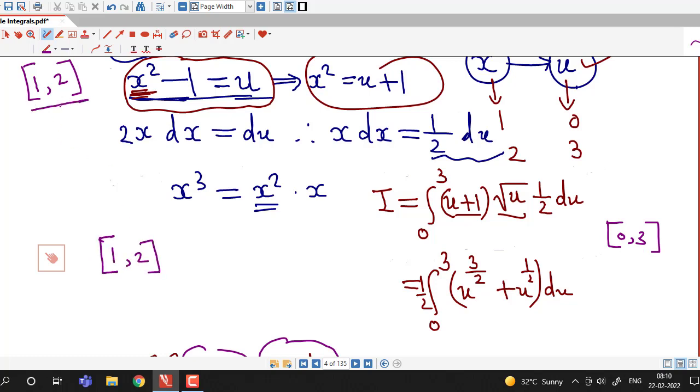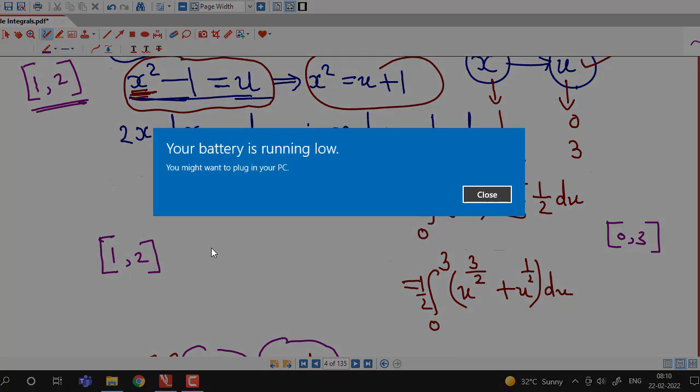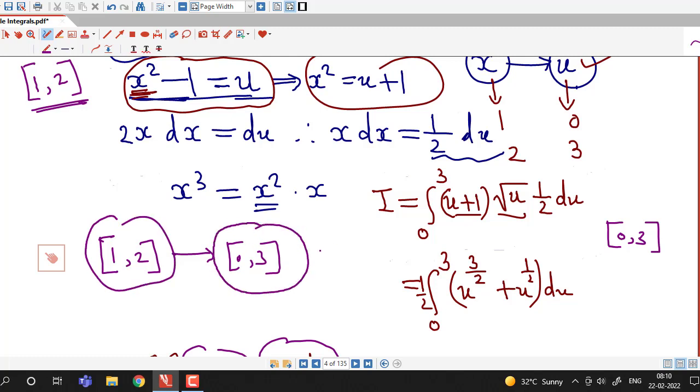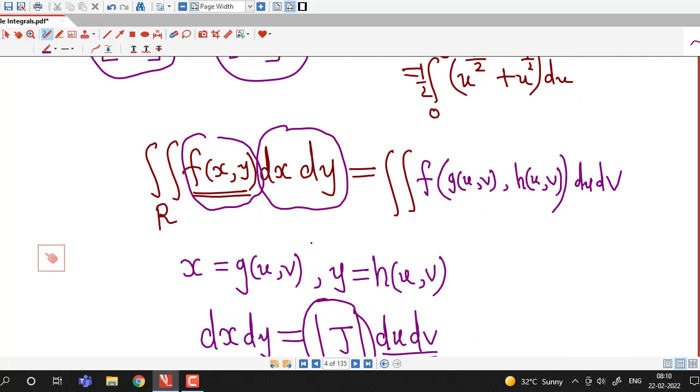Here we have the integral over the interval 1 to 2. Then with respect to u we have the integral over the interval 0 to 3. So this shows that the region of integration is also changing. The region of integration in old variables is transformed into the region of integration in new variables. The same thing will happen here.